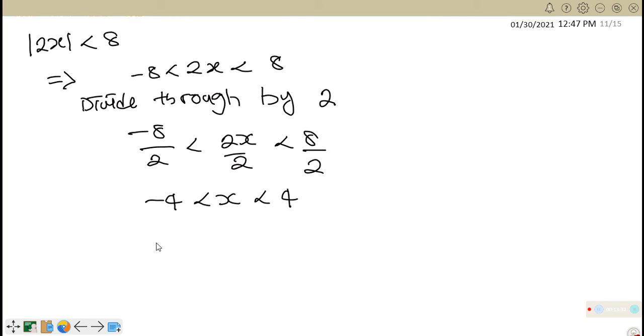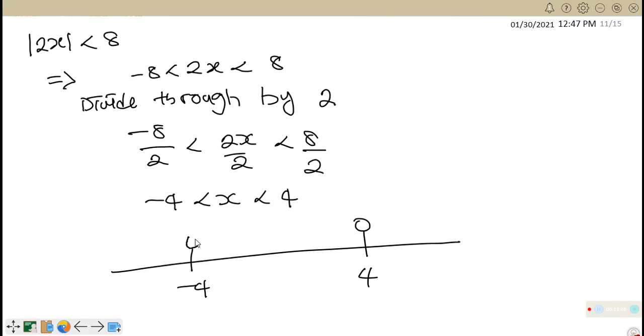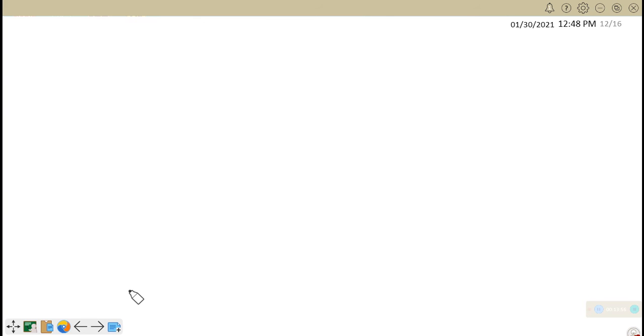Graphing this inequality, we have a number line of this form: minus 4 here, 4 here, we have a circle here, a circle here, and then we join them together. This region is x less than 4 and greater than minus 4, and this is the x-axis, and the circles are unshaded because the inequality is strict. Another example, example 2.